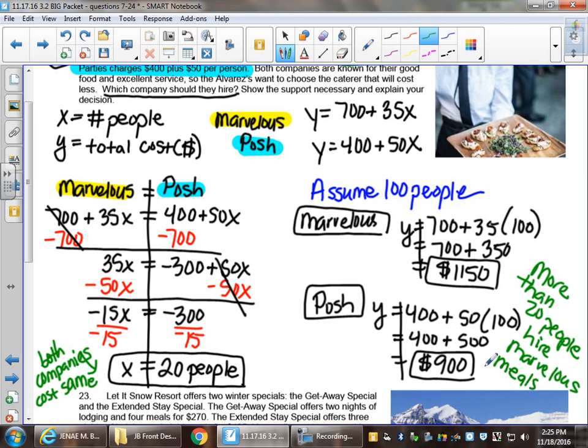Remember the strategy, folks. To give advice, you first need to figure out when cost is equal, then choose any number you want, more or less. In my case here, I chose to go more, and the choice of 100 was completely random. It's just an easy number to work with. I found out that I gave bad advice. More than 20 people, hire Posh. Sorry about that.